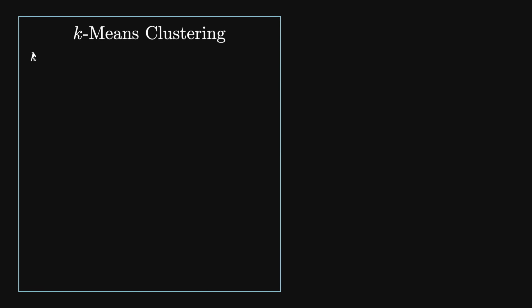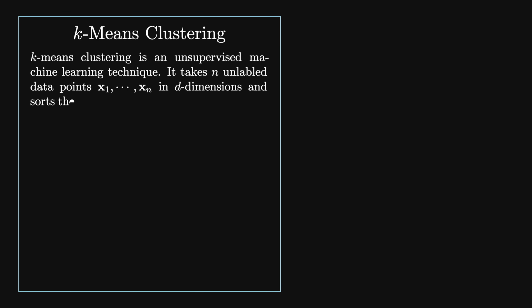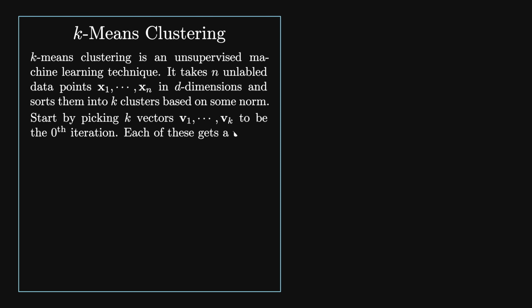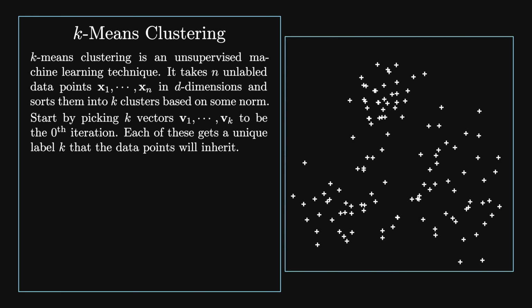K-means clustering is an unsupervised machine learning technique that takes n unlabeled data points, x1 through xn, in d dimensions and sorts them into k clusters. Start by picking k vectors, v1 through vk, for the 0th iteration. Each of these gets a unique label k that the points will eventually inherit. For example, here's a data set, and we'd like to split it into 3 clusters. We start by picking 3 vectors, green, blue, and red.